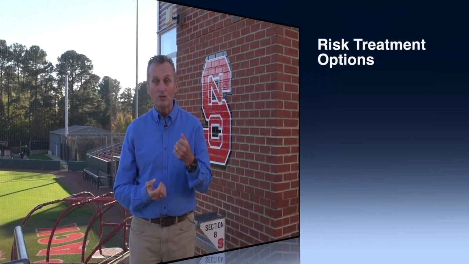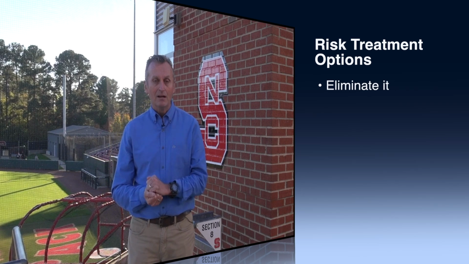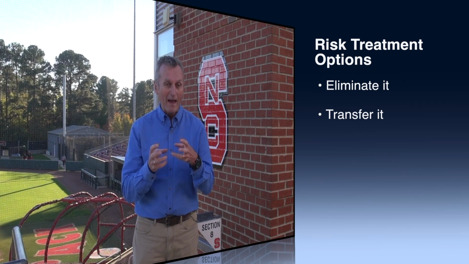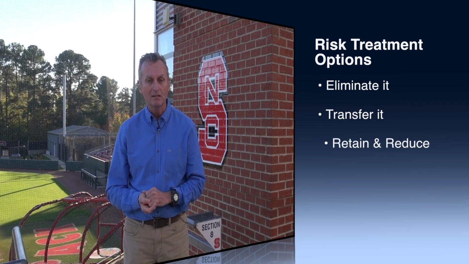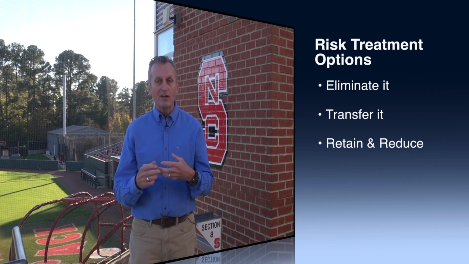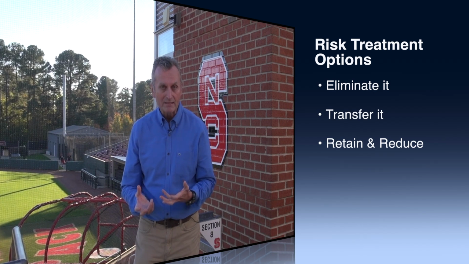So once you've identified how bad each individual risk is, then you have to decide what you're going to do with it. And you essentially have three things that you can do. You can either eliminate it, you can transfer it, buy enough insurance so that the risk passes from you over to the insurance company, or you can retain and reduce it. So if you're going to retain it, then you want to try to control the risk as much as possible. And this is really where the meat or the heart of the risk management process takes effect.